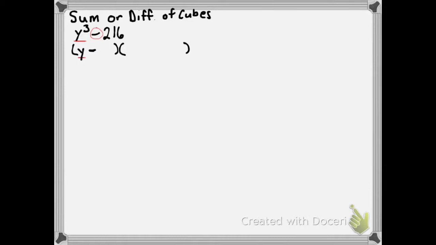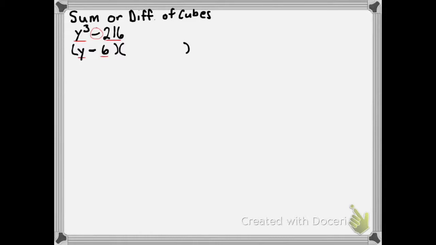And then my second term in my binomial is going to be a number that multiplies times itself 3 times to give me the 216. So I gave a list of perfect cubes in class, and if you know those, and you know that 216 is 6 times 6 times 6, then 6 is going to be our number that we use for that second term in the binomial.